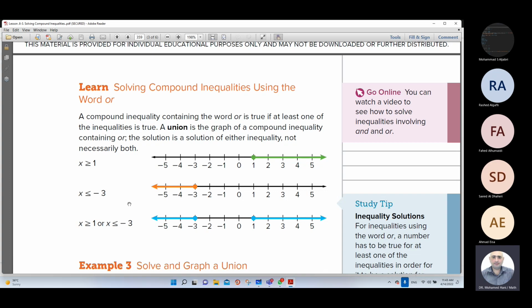Then how to write the union solution here? So we can write here x greater than or equal to 1 or x less than or equal to negative 3. The graphing here: draw the number line, represent negative 3, use shaded circle, and the direction to the negative side. Then represent 1, use shaded circle, and the direction to the positive side. So it means this solution or this solution. This is the meaning of using the word or.